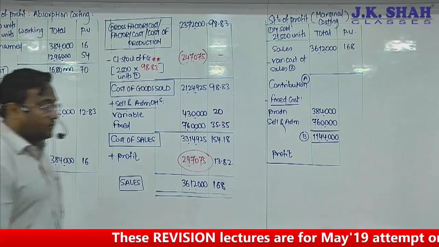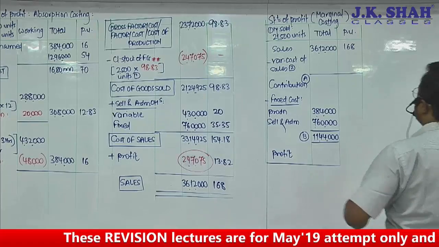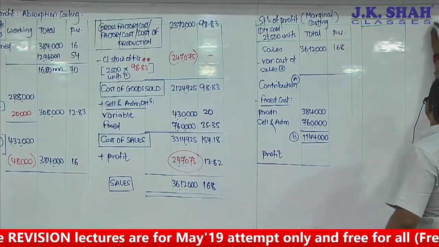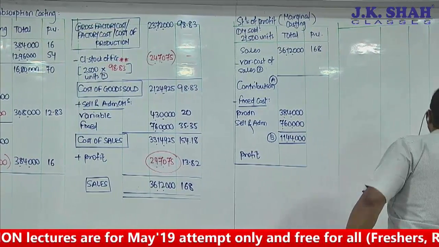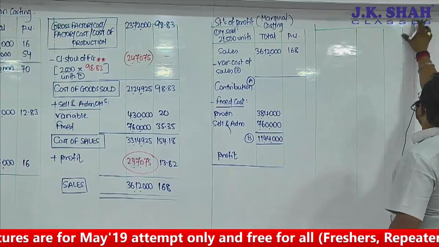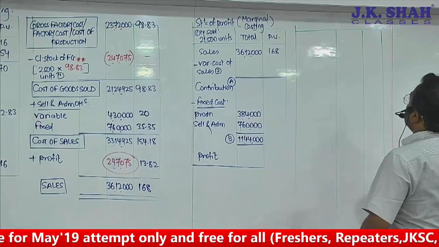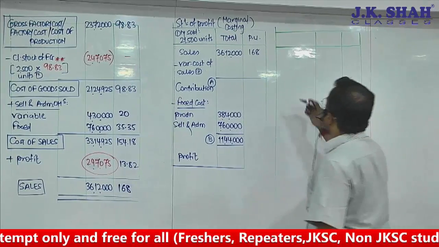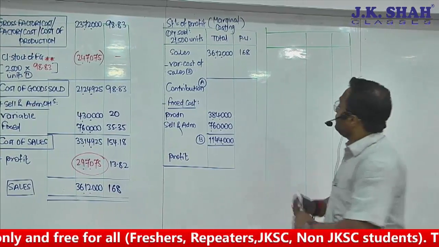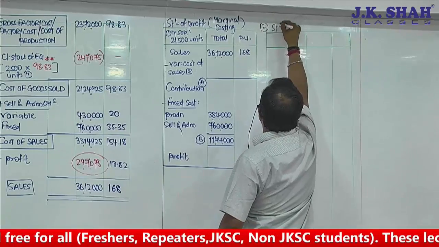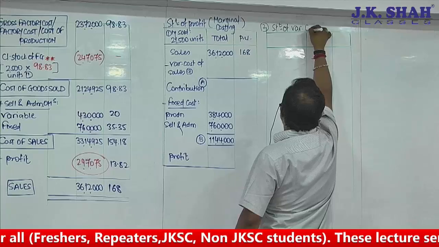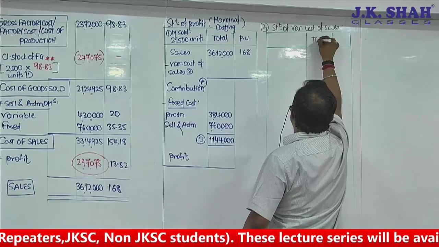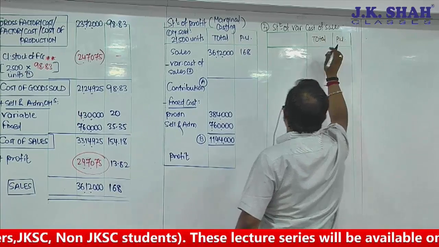Now for this, we need to find out variable cost of sales. Remember, if you follow cost sheet format, you get cost of sales. So if you want variable cost of sales, follow the same format without considering fixed cost, and your work is done. I'm going for working note 2, statement of variable cost of sales, where I have total and per unit.